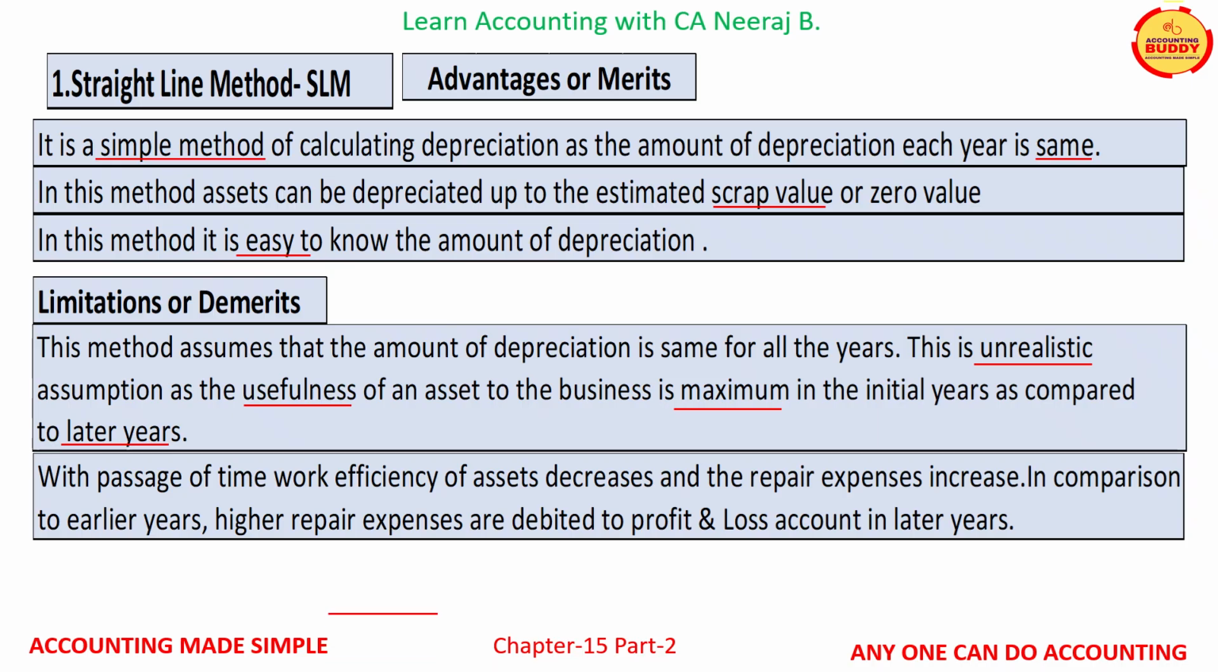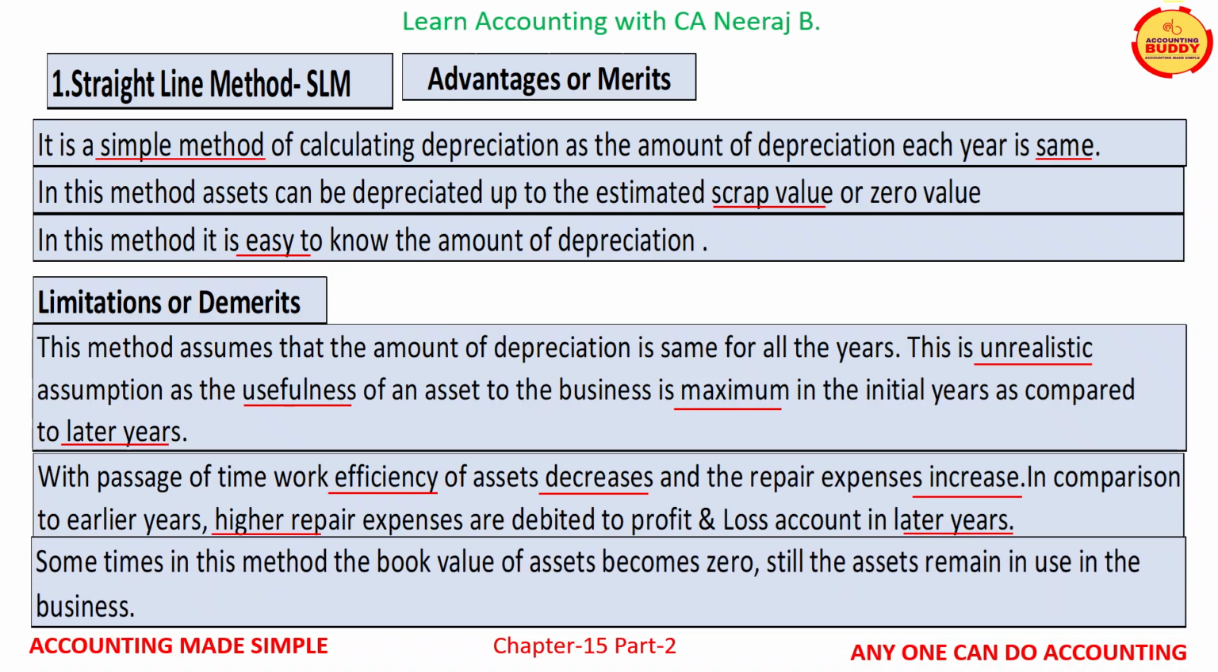With passage of time, work efficiency of the assets decreases and the repair expenses increase. In comparison to earlier years, higher repair expenses are debited to the profit and loss account in the later years. Sometimes in this method, the book value of the assets becomes zero. Still, the asset remains in use in the business.